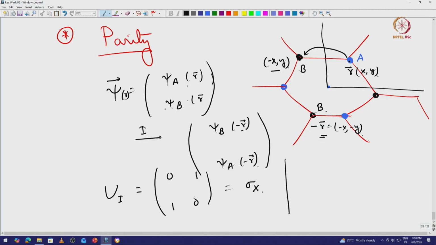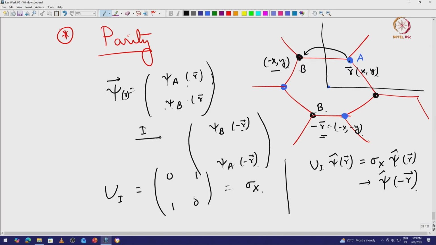So, then the unitary operator acting on the representations of the state under inversion or parity will look like this: U_I is sigma x, and psi at r is related to psi at minus r.